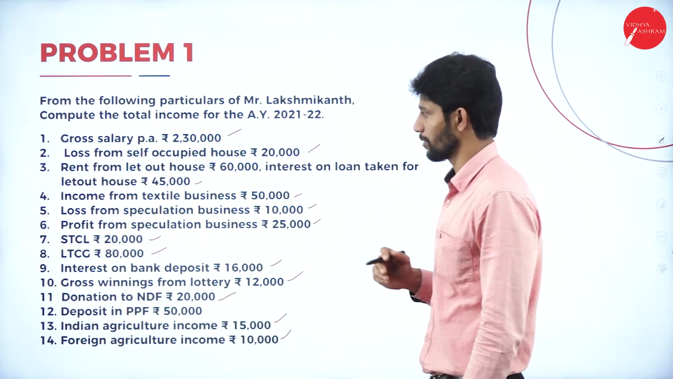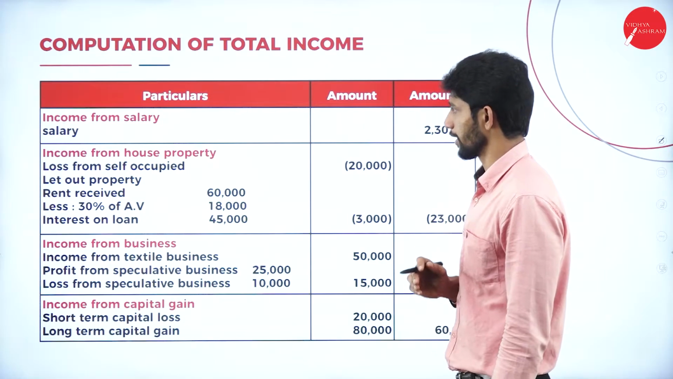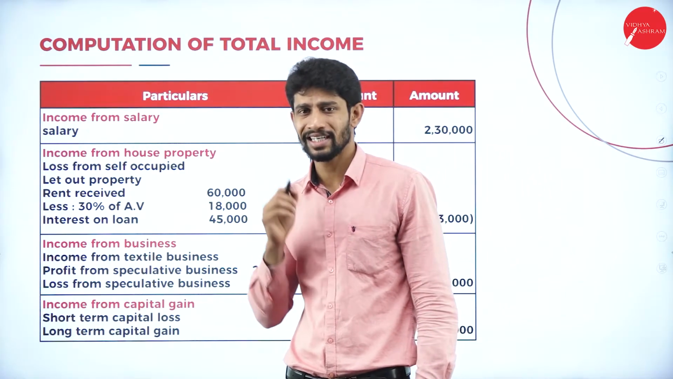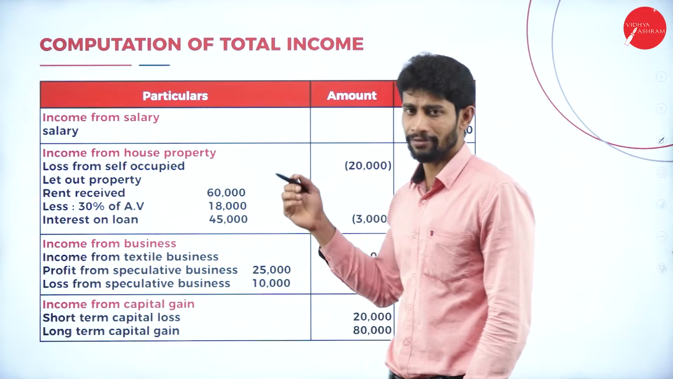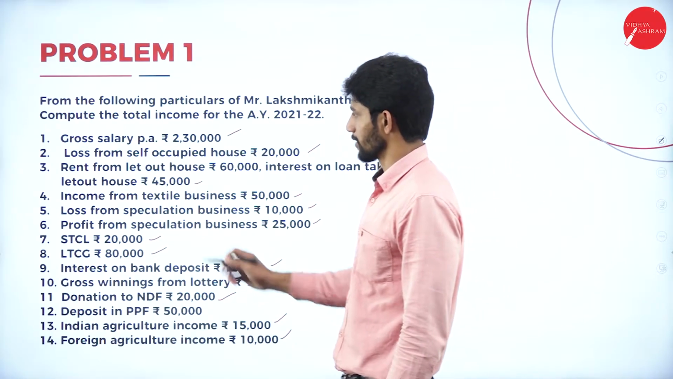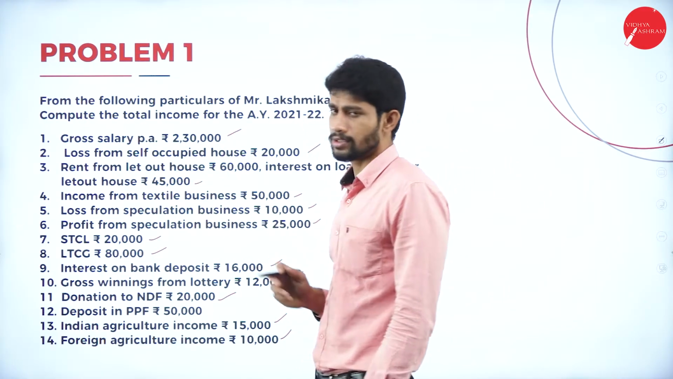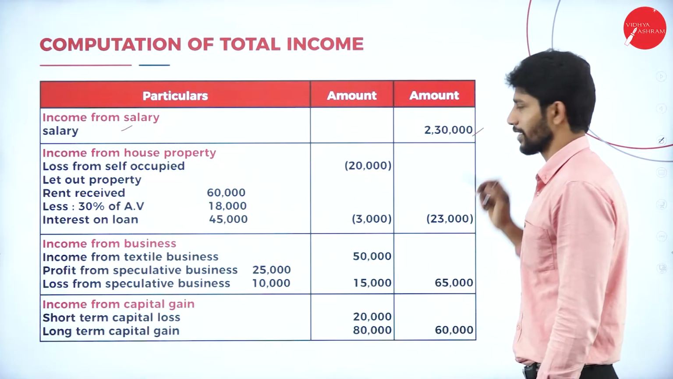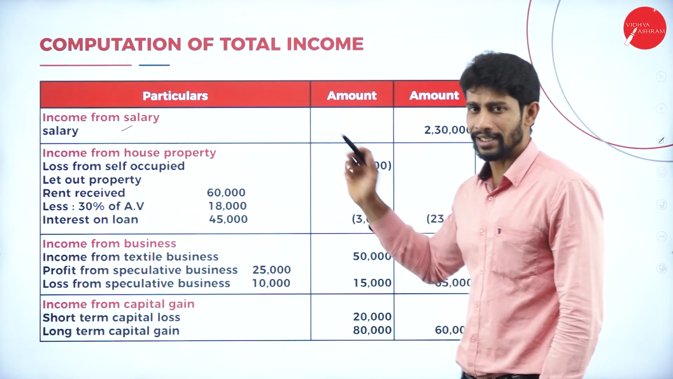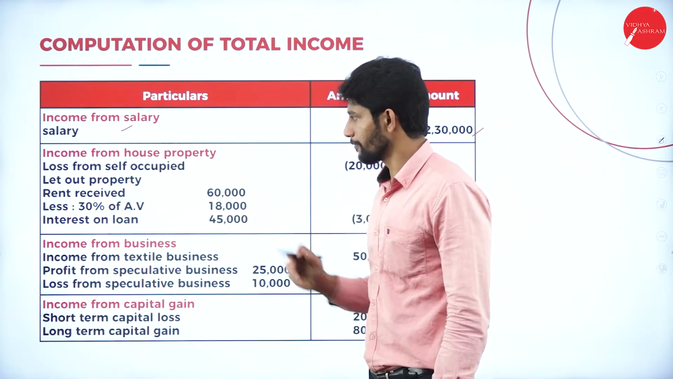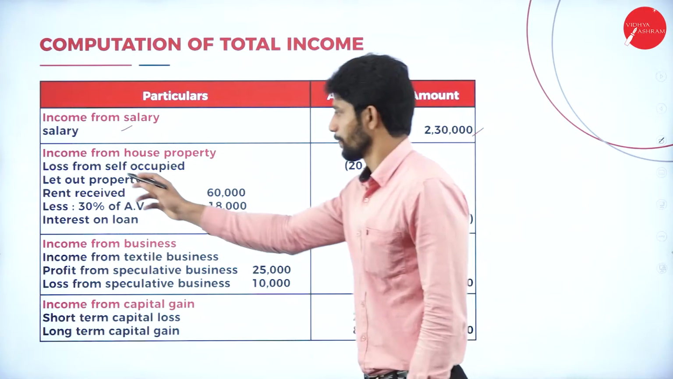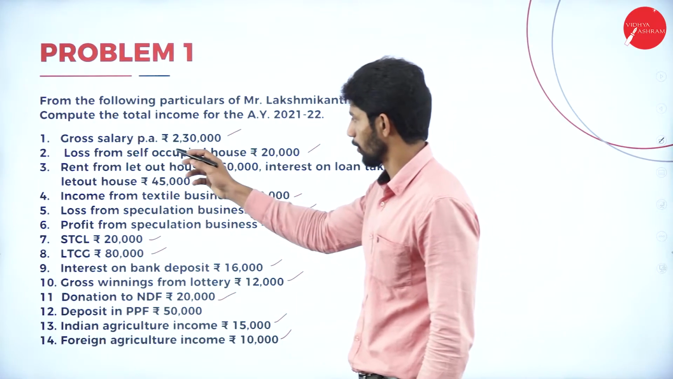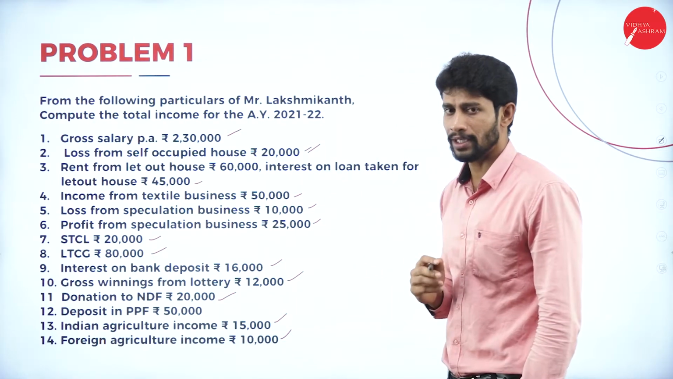So moving on to the solution part, computation of total income, particulars, amount. So first head of income is what? Income from salary. So do we have income from salary in this problem? Yes, we have salary. Gross salary rupees 2,30,000. So salary rupees 2,30,000. Finished with respect to income from salary. Next, income from house property. First one, what we have? Loss from self-occupied property. Yes, it is given in the problem. Loss from self-occupied property 20,000.